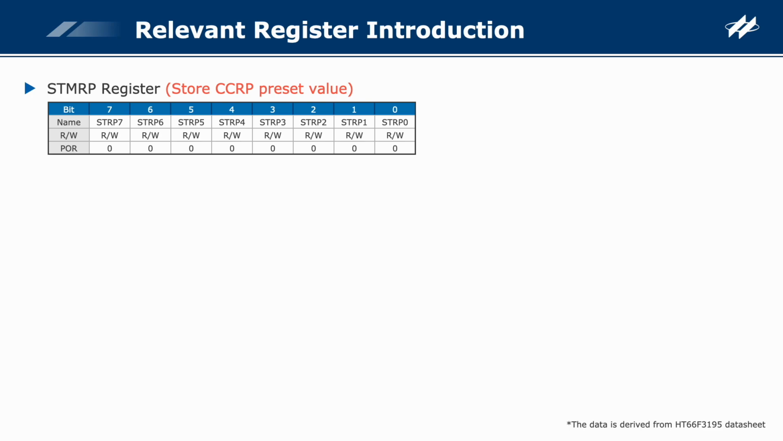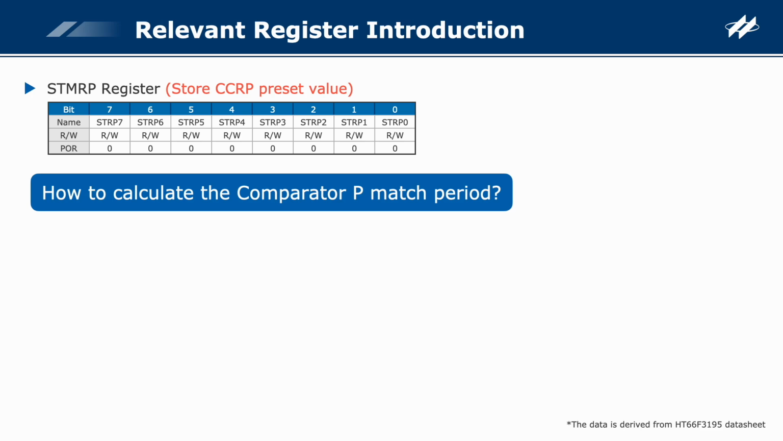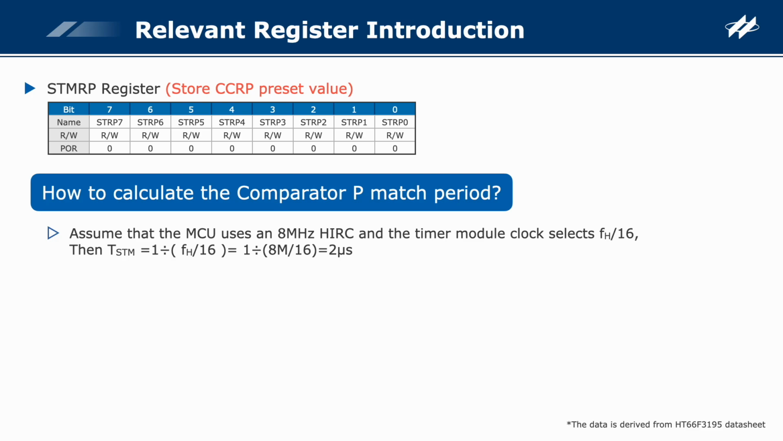The STMRP register is used to store the CCRP preset value. How to calculate the comparator P match period? Assume that the MCU uses the internal high-speed RC oscillator with a frequency of 8 MHz and the division ratio of the timer module clock is selected as 16. The unit counting period is 2 microseconds according to the formula.